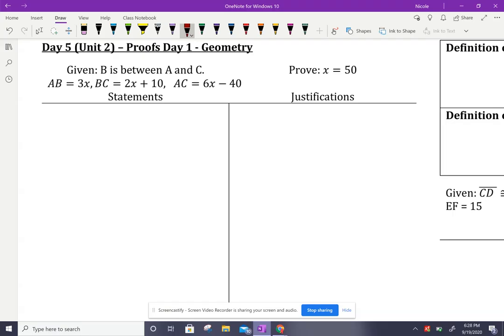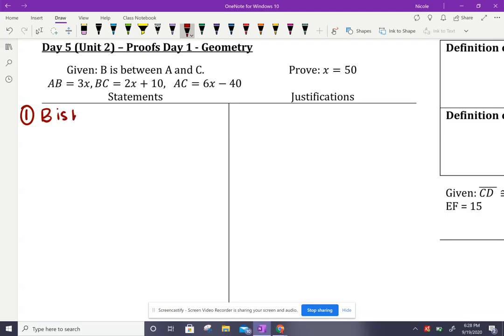So again, when we start our proofs, we have two columns. One says statements, that's where all of our math work is going to happen. And one says justifications, and that's where all of our words really are going to happen. So the first thing we always write is our given. So step one, we're going to copy down everything that the given says.